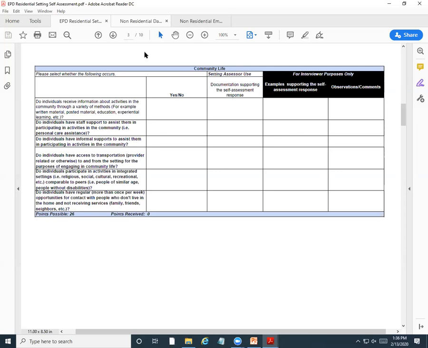And the last one here, do individuals have regular opportunities for contact with people who don't live in the home and are not receiving services? Are there people coming in to provide training or participate in activities with your members? Are your members going out into the community to actually interact with people?